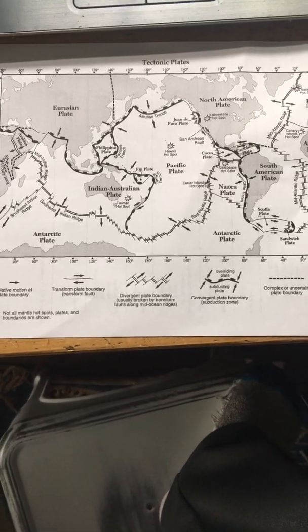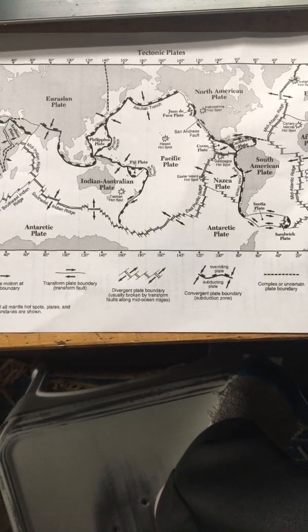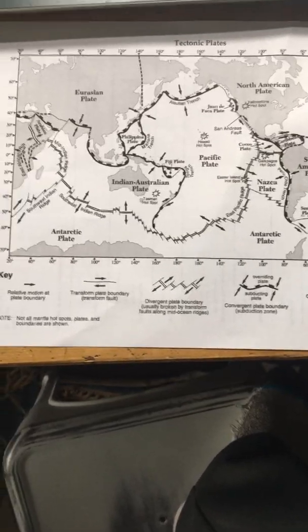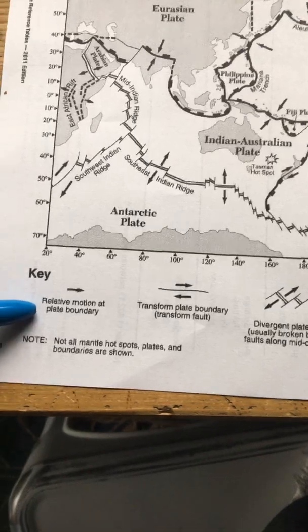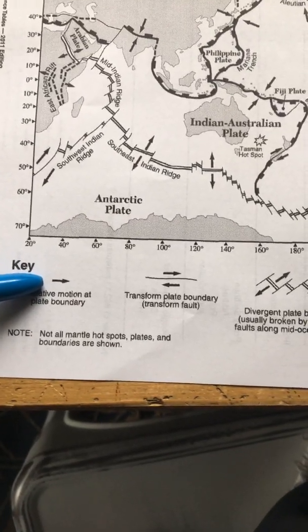Well, hello, East Rockaway. Here we are with a little earth science and our reference table, page 5, plate tectonics, or tectonic plates. I'm first going to start off by pointing out the key, which labels the different plate boundaries. They show the arrow showing relative motion.